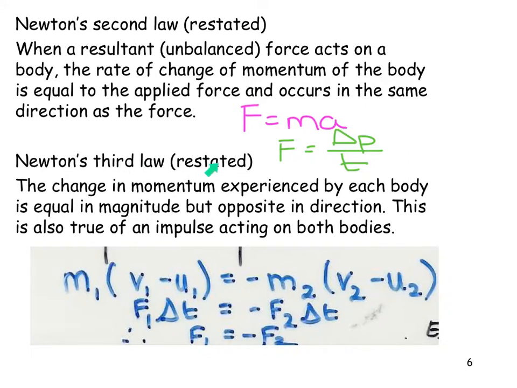What about Newton's third law? The change in momentum experienced by each body is equal in magnitude but opposite in direction. This is also true of the impulse on both bodies. So, in other words, remember, change in momentum is mass times final velocity minus initial velocity of the one object. It says the change in momentum of each body is equal but opposite in direction, so I'm going to change the direction by changing the sign. That's the change in momentum again, mass times final velocity minus initial velocity.